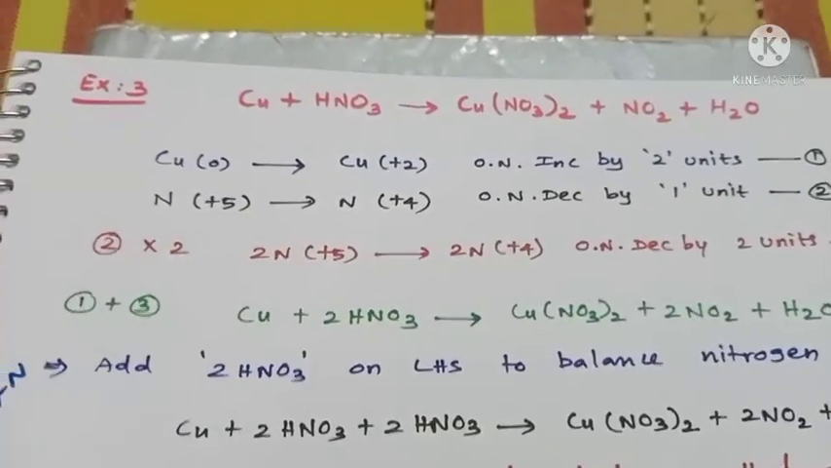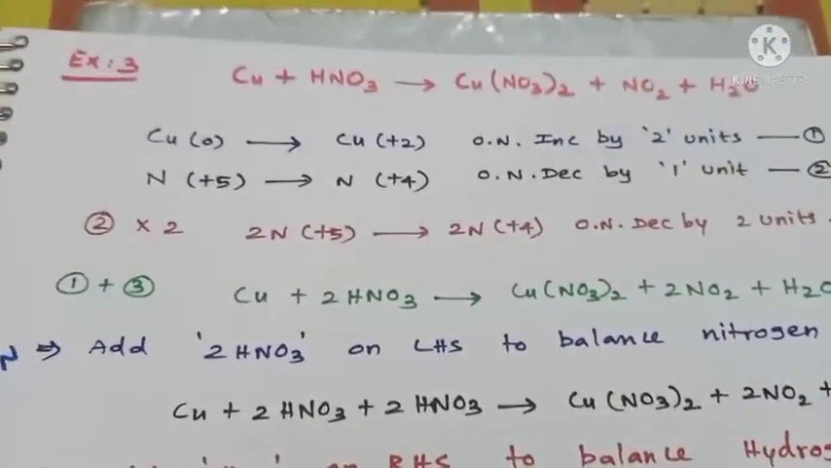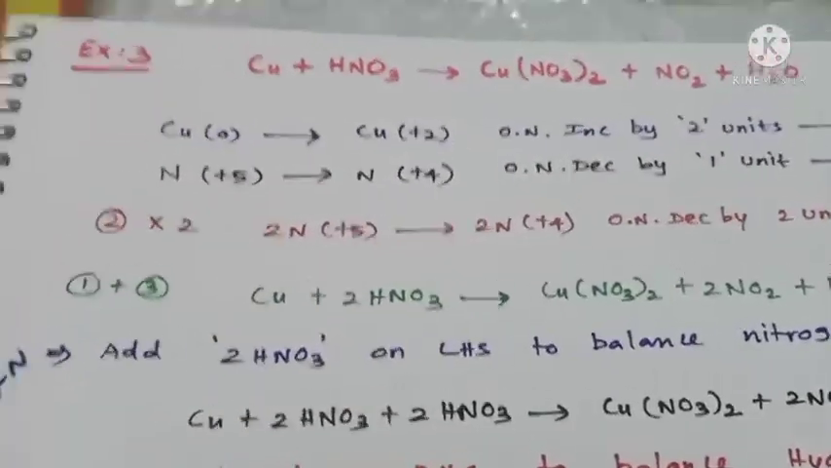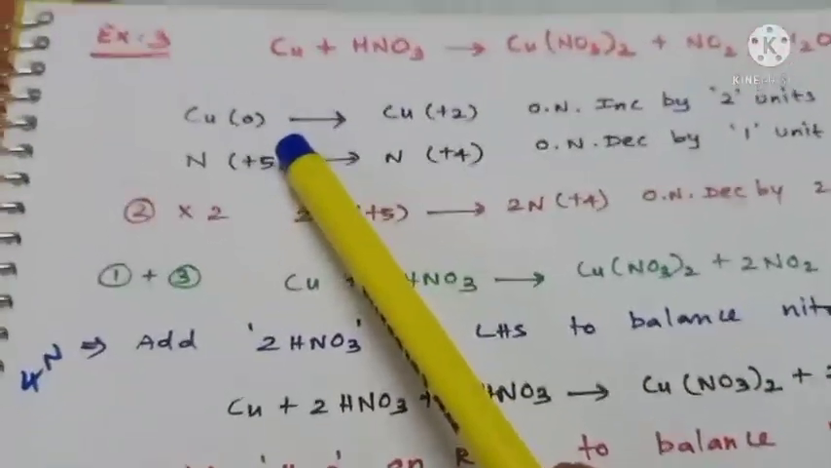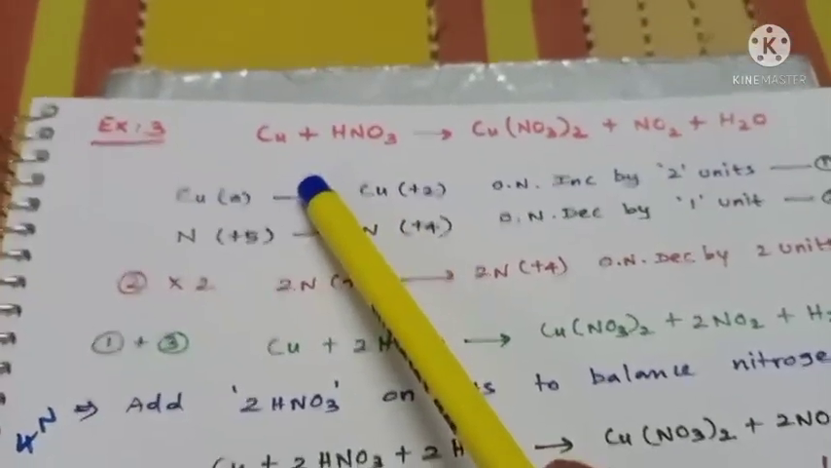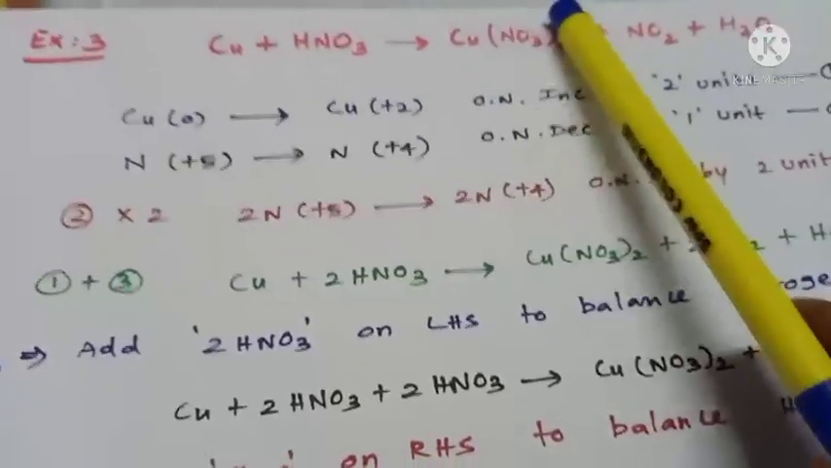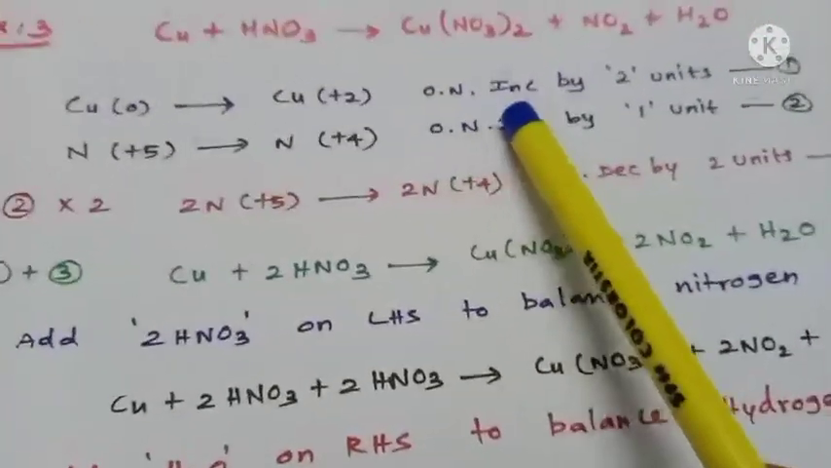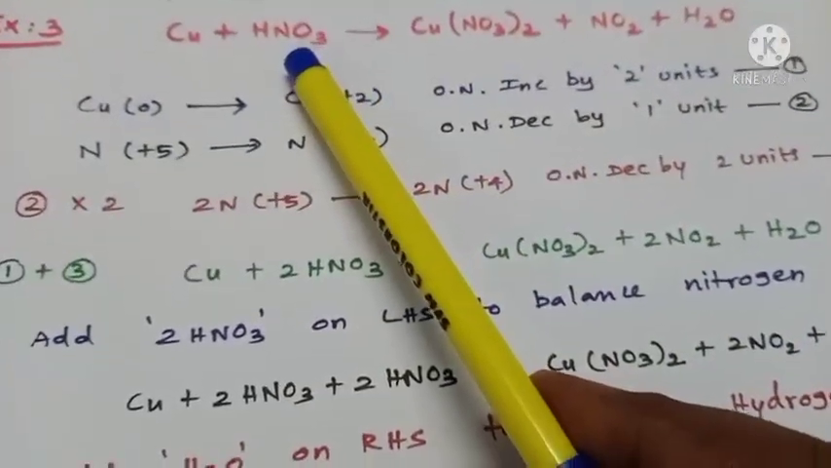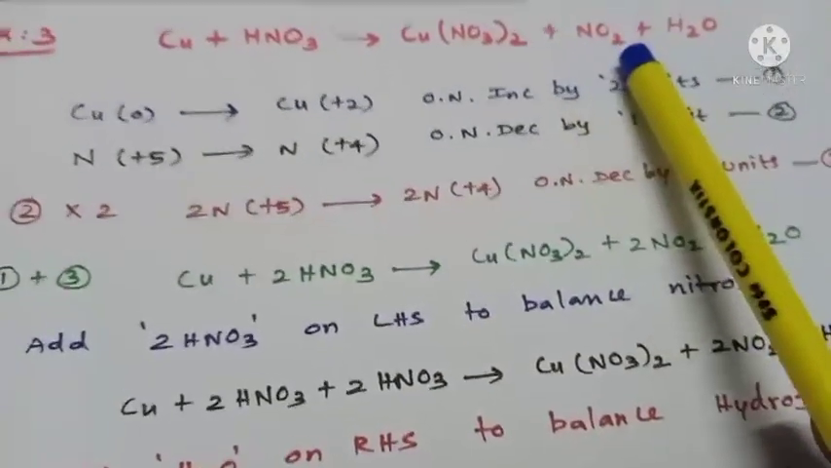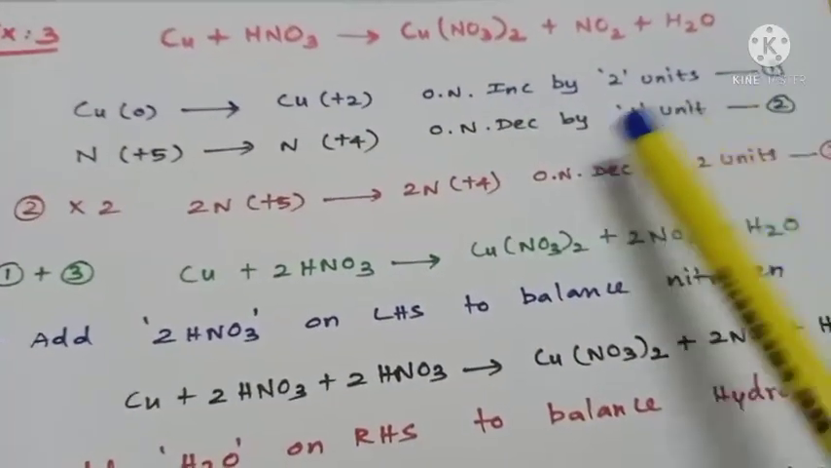Question number 3, Cu plus HNO3 gives Cu(NO3)2 plus NO2 plus H2O. Right, now let us balance this equation. First let us find out oxidation number increase and decrease. Left hand side copper oxidation state is 0 because it is in element form, whereas right hand side it is +2 because NO3 minus 2 times -1 gives -2, so copper is +2. Therefore oxidation number of copper increases by 2 units. So let's have equation number 1. Then left side nitrogen oxidation number is +5, right side NO2, isn't it? Here +4. Oxidation number of nitrogen decreases by 1 unit, equation number 2, isn't it?